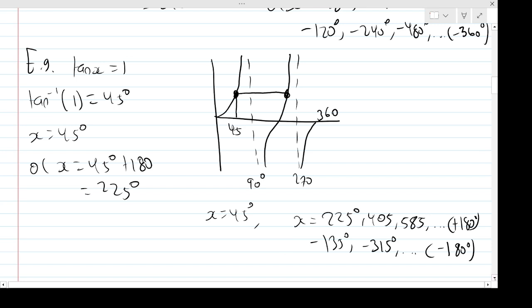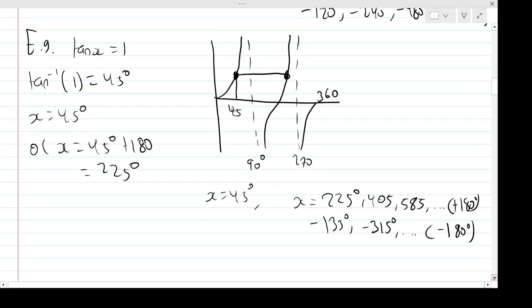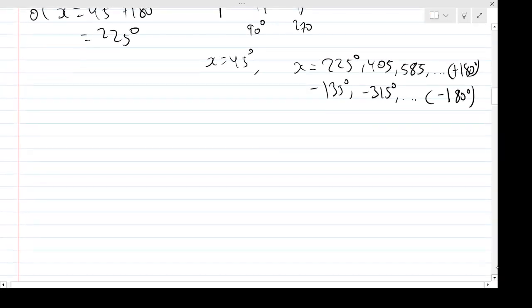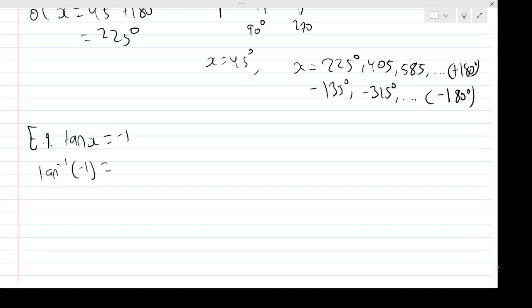But there we are. The last possibility, of course, is if tan is a negative value. So, for example, tan x is minus 1 instead. Again, if I do the inverse tan of that in my calculator, I get minus 45 degrees. Now, again, we're going to consider the tan graph.